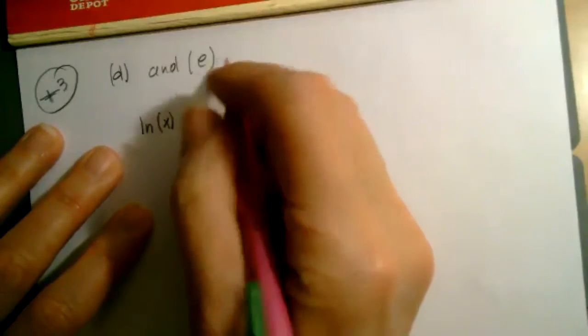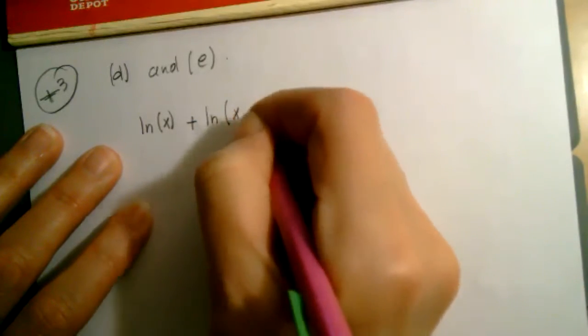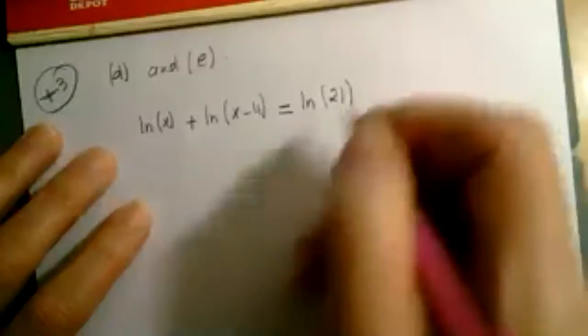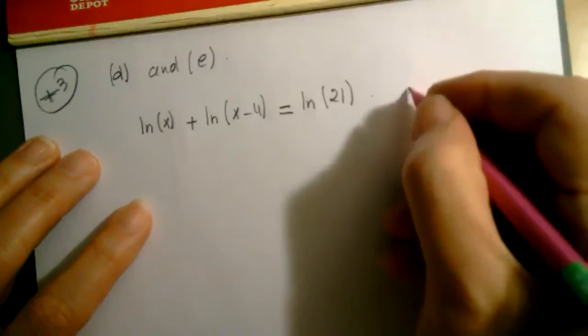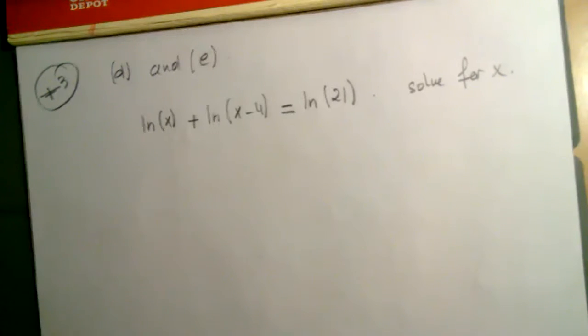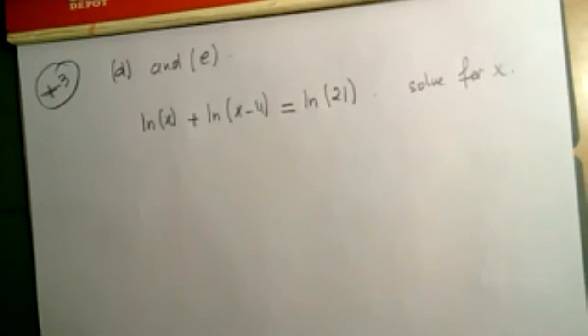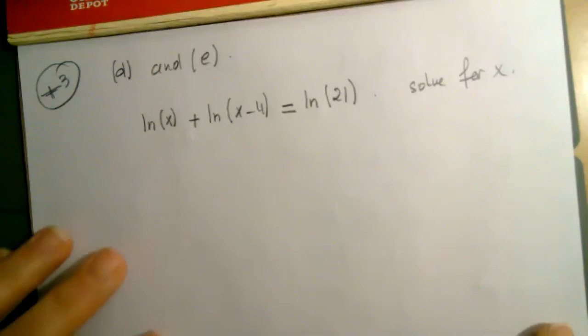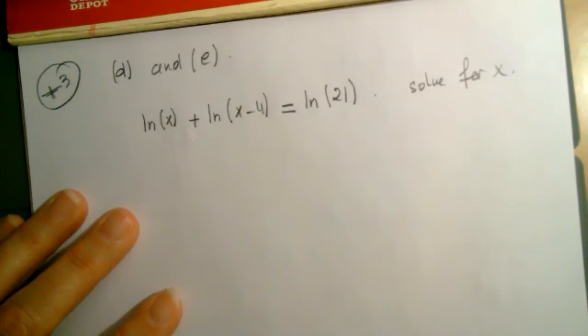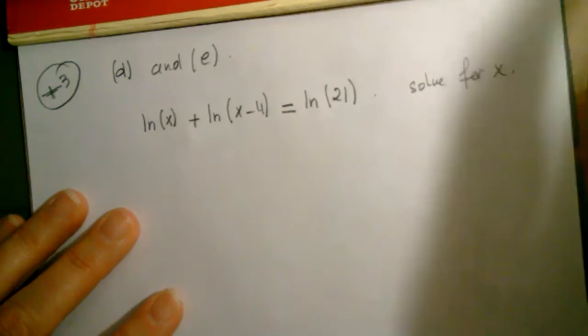It's very similar to what I did in class. So it's ln of x plus ln of x minus 4 equal to ln of 21. And the question is, solve for x. Okay. And you guys, because you did it, I want you to walk me through this problem so we can finish it quickly. Who would like to walk me through it, please get started. This is number 3 on section 4.2.